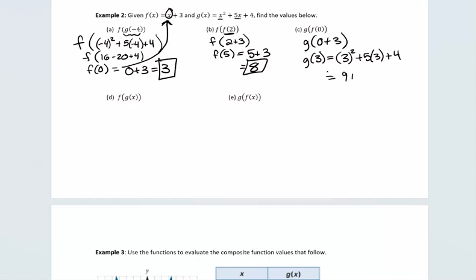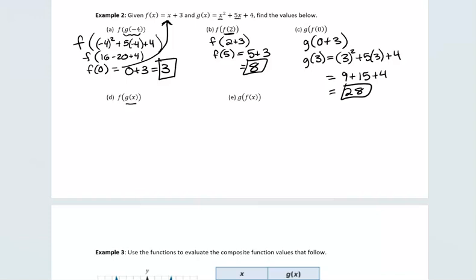3 squared is 9. 5 times 3 is 15. Plus 4, and that's 28. So that's the answer. Now, D and E look a little bit different, but it's very possible to find those answers. The difference is that now we're not plugging in a number, we're plugging in a function. So we'll plug one function into the other.